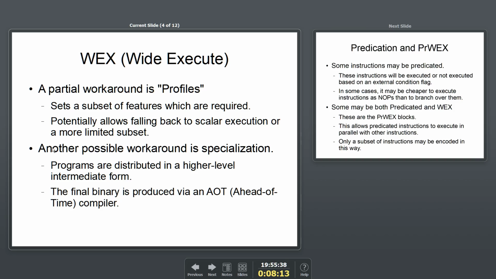Another possible workaround is specialization. So programs could be distributed in a higher level intermediate form, and then an ahead of time compiler would be used to produce the actual binary. In this sense, they would be something more like .NET binaries or Dalvik or something. But preferably an alternative to those would be used, because both those VMs are not particularly well suited for languages like C, where presumably languages like C and C++ would be the primary languages you'd want to support with something like this, so it would make sense to support those.